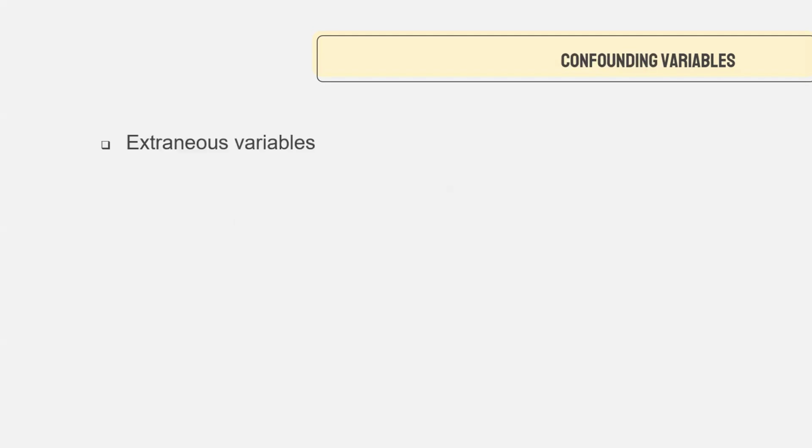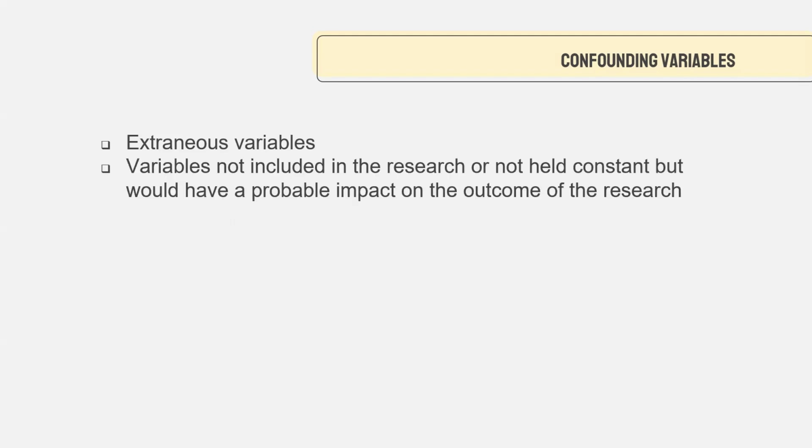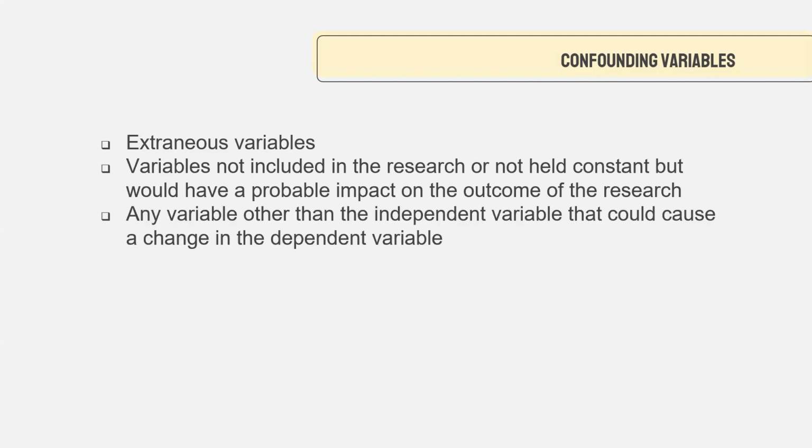For confounding variables, these can also be called extraneous variables. These are variables not included in the research or not held constant, but would have a probable impact on the outcome of the research. It is any variable other than the independent variable that would cause a change in the dependent variable.